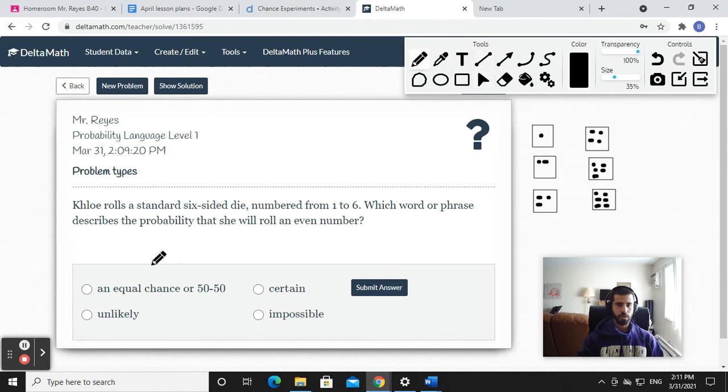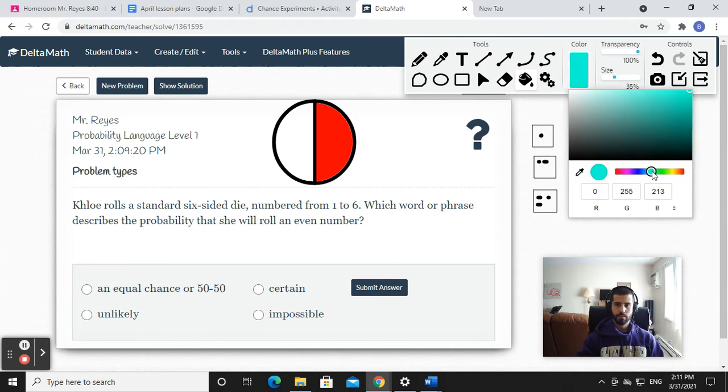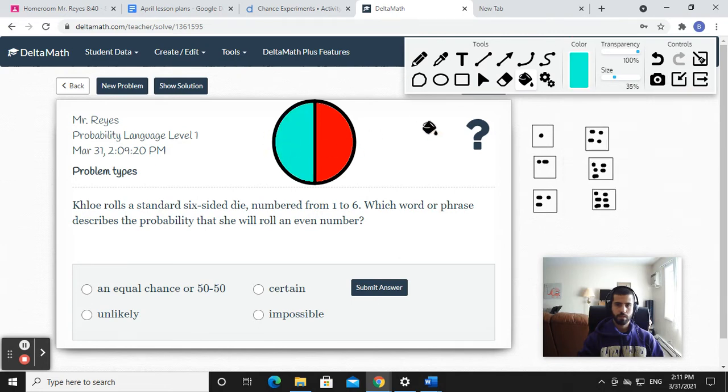So let's look at these words first. An equal chance, or 50-50. That means it is equal. If you remember in our last activity where you had the spinner, and if you had half of it blue and half of it red, then that would be an equal chance. I know my red's actually a little smaller if you really look closely, but you get the idea. An equal chance would be half and half.